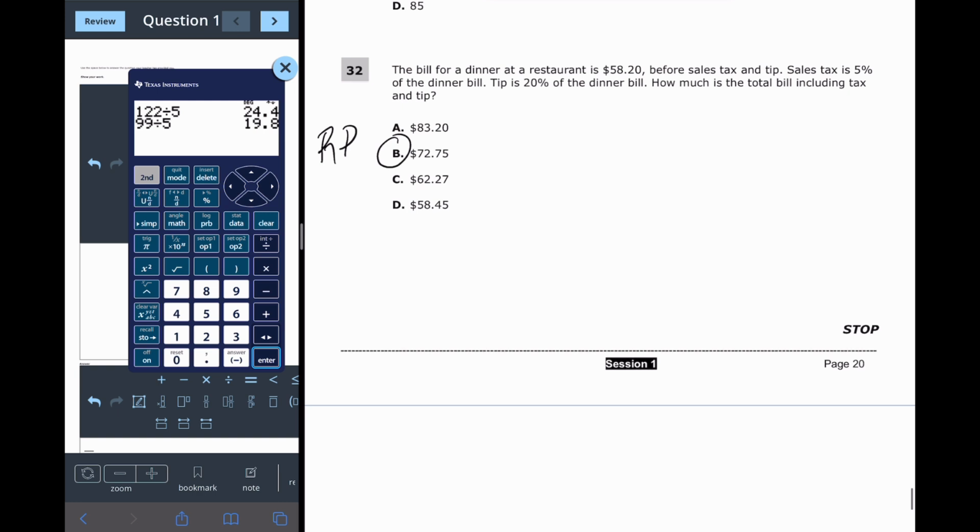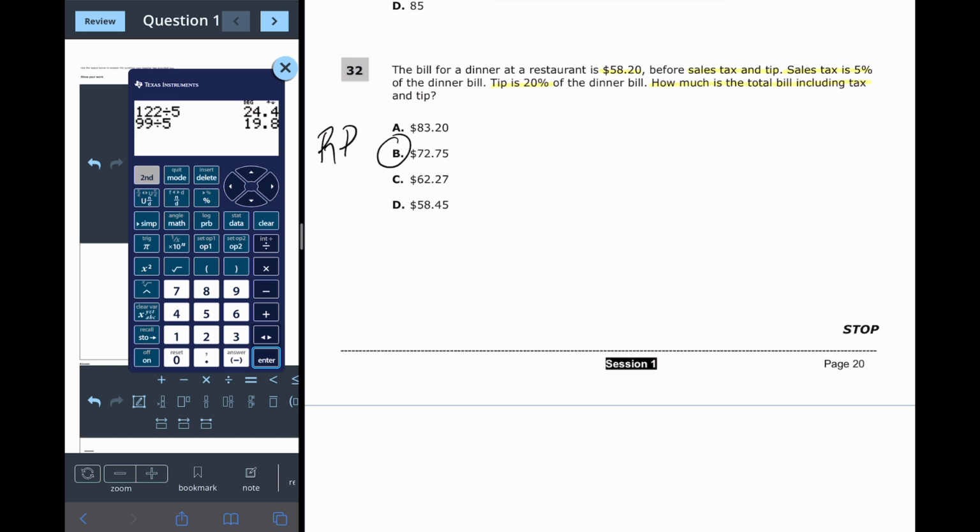And here we are, the last problem. Whew! Get excited, get your energy kind of going. Last part. And it has a percentage in it. The bill for dinner at a restaurant is $58.20, and this is before tax and tip. The sales tax is 5%. The tip is 20%. How much is the total bill?